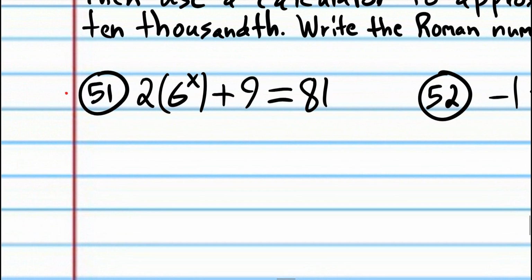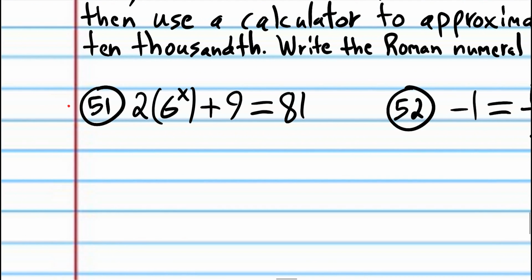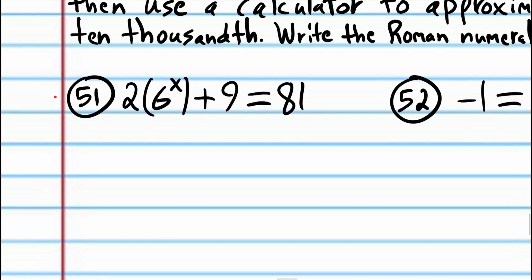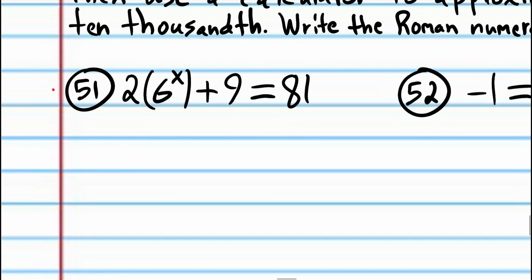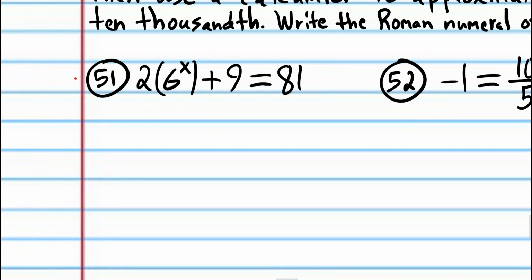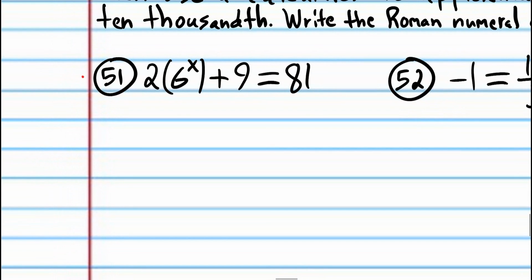So what we're going to do is first isolate this exponential expression. Again, these are just different varieties of exponential equations. And we're going to get rid of the 2 and the 9 in order to isolate it. Remember, isolate means get it by itself on one side of the equation. And so we're going to subtract 9 from both sides.